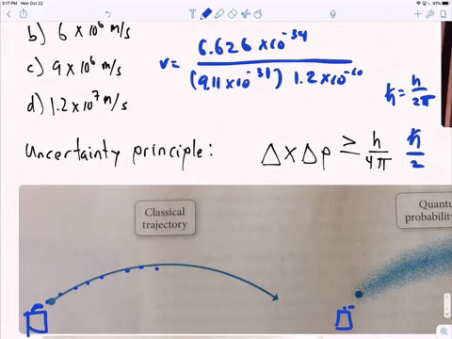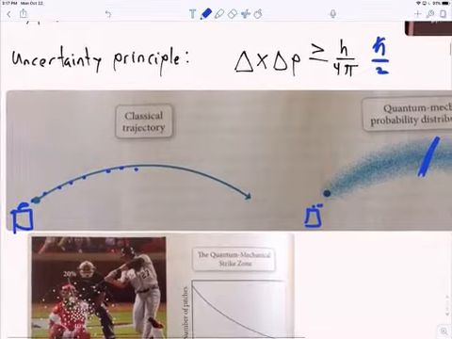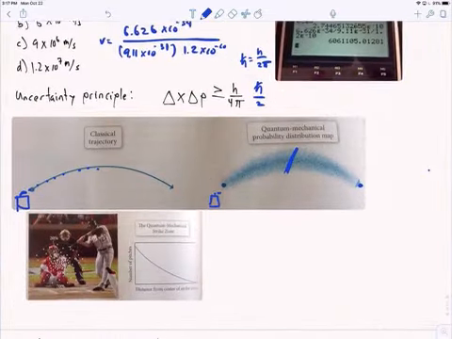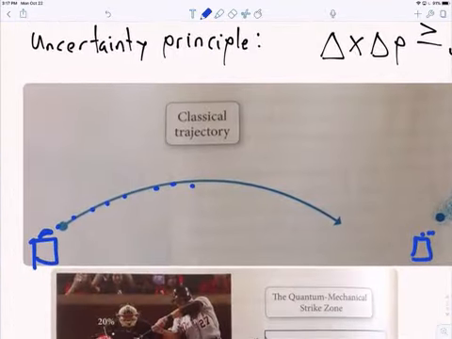So the uncertainty principle, although it does apply to us, it doesn't really, because we're too massive. We don't have quantum effects. We have what's called classical effects. And here's an example of a classical effect right here, the classical trajectory. So I'll start with the first one over here.